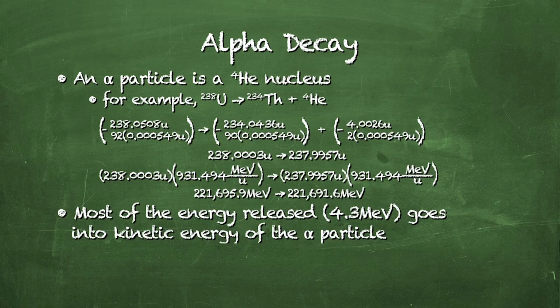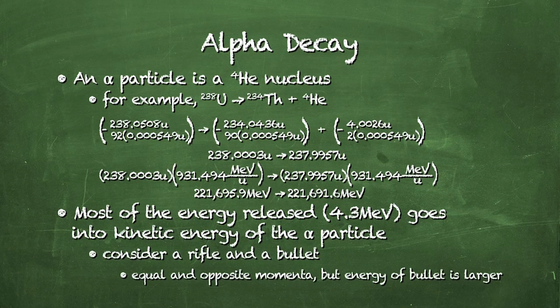Momentum is conserved when the nucleus shoots out the alpha particle. Think about a rifle and a bullet. When a rifle shoots a bullet, the momentum that the rifle gives to the bullet is equal and opposite to the momentum that the bullet gives the rifle, so they each get the same momentum, but the kinetic energy of the bullet will be much greater, since the bullet has a small mass and a high speed, and energy is equal to 1/2 mv squared.